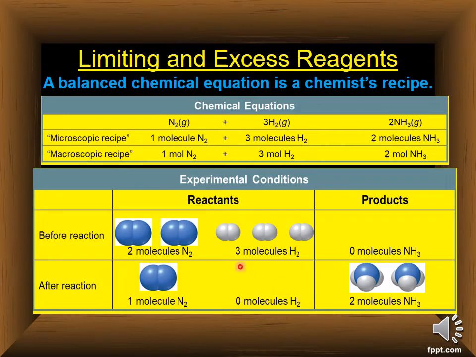So who is the limiting reactant or reagent here? Hydrogen, because hydrogen used up all 3 molecules. So who is the excess here? Nitrogen, because after the reaction it used only 1 molecule, and 1 molecule of nitrogen is still remaining. Because it is still remaining after the reaction, it is called the excess reactant. I hope you understood.